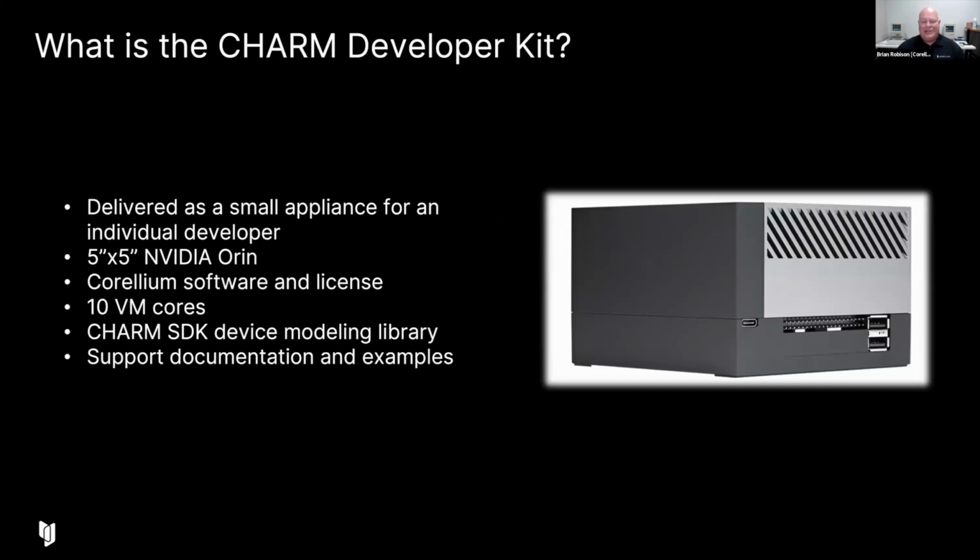So what is this kit? This is kind of funny because on my screen, my picture here is actually a little bit bigger than the kit. If you look at the size of the ports on this thing, you're going to get an idea for how tiny this thing actually is. The developer kit is technically a small appliance that you get from us. It's designed for an individual developer to be working locally on their machine. The platform itself is the NVIDIA Orin platform, which is a little 5-inch by 5-inch box. I wish I had one here to show you, but they're really tiny and they're super quiet.